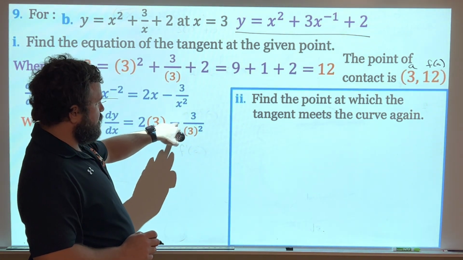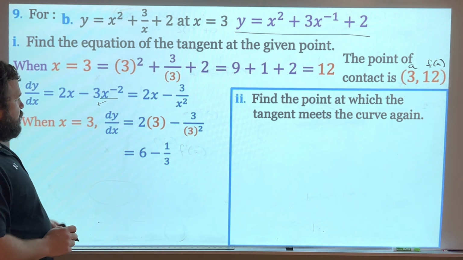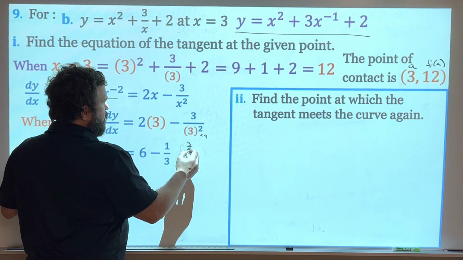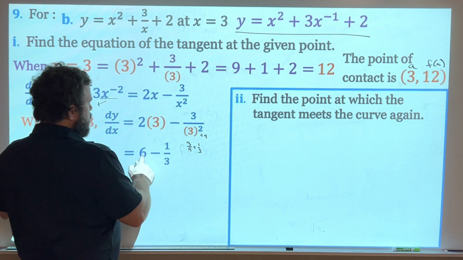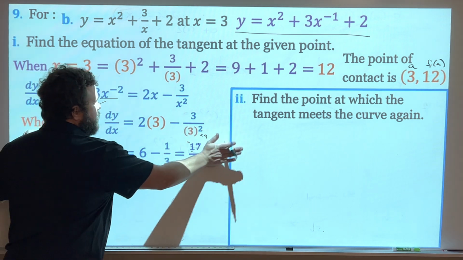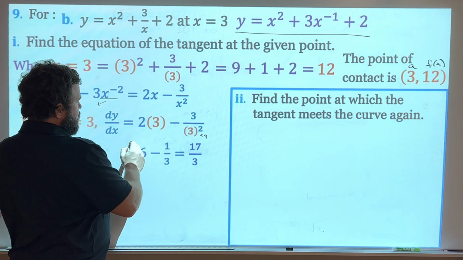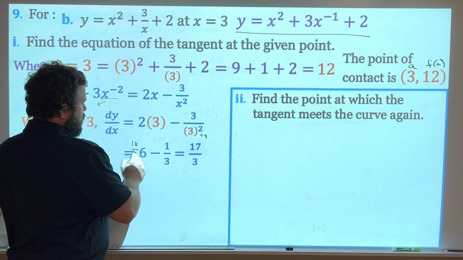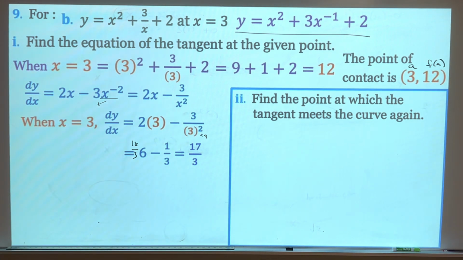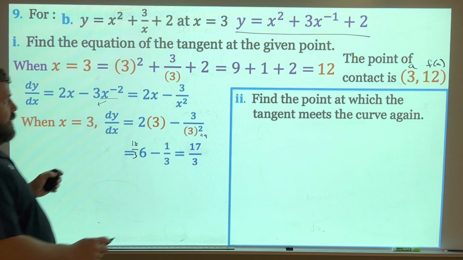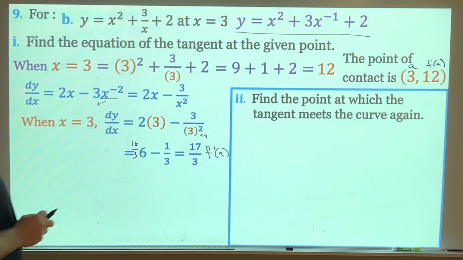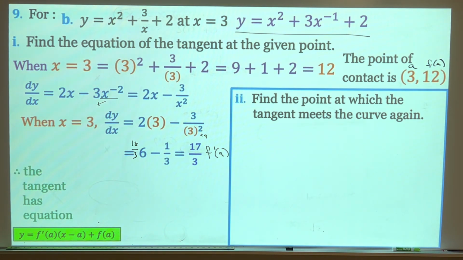6 minus 3 ninths. 3 ninths, 3 over 9, equals 1/3. 6 minus 1/3 equals 17 over 3. 6 is the same as 18 over 3. 18 minus 1, 17 over 3. Woo! That is my f prime a. Type 3 into the equation.